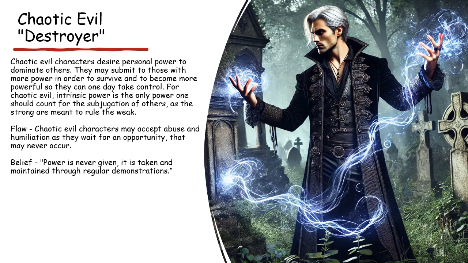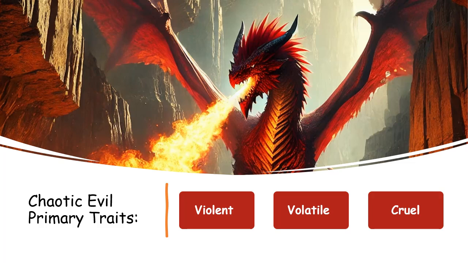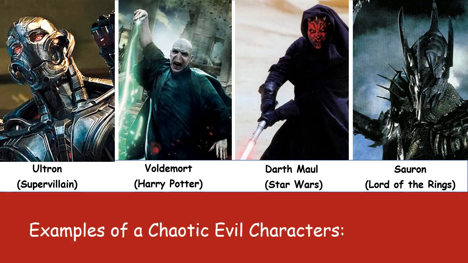Flaw: chaotic evil characters may accept abuse and humiliation as they wait for an opportunity that may never occur. Belief: power is never given, it is taken and maintained through regular demonstrations. Chaotic evil primary traits are violent, volatile, and cruel. Examples of chaotic evil characters are Ultron, Voldemort, Darth Maul, and Sauron.